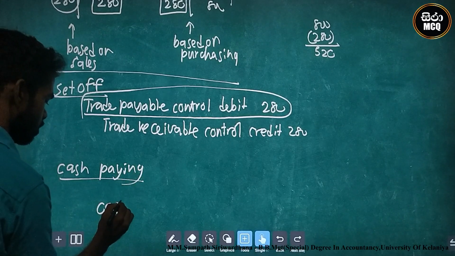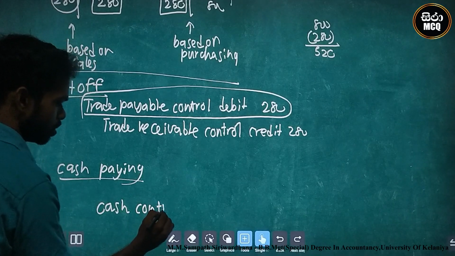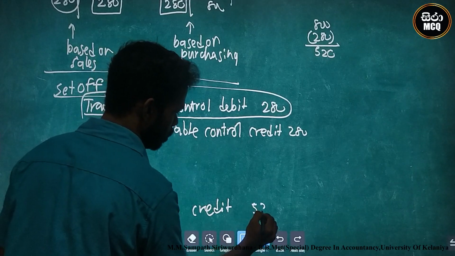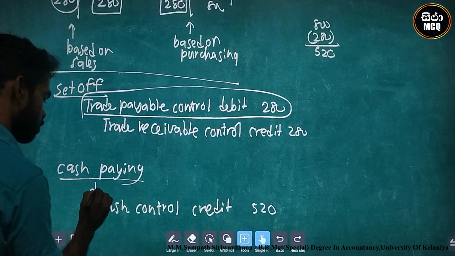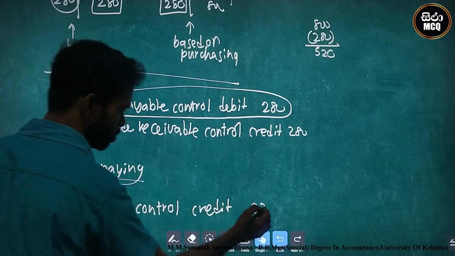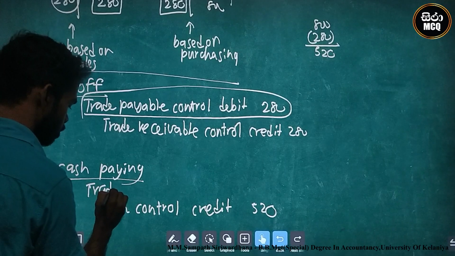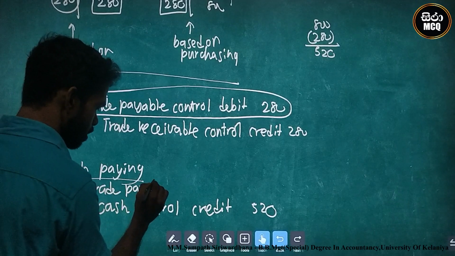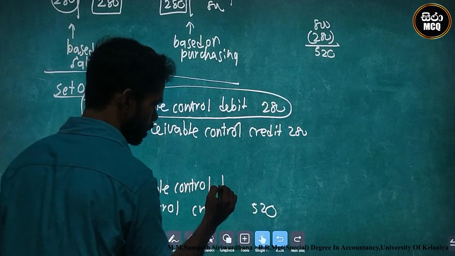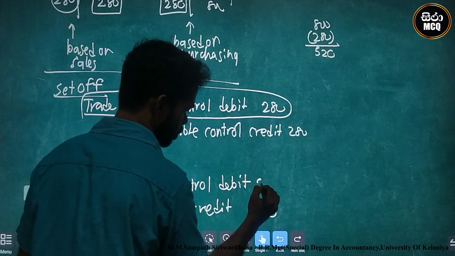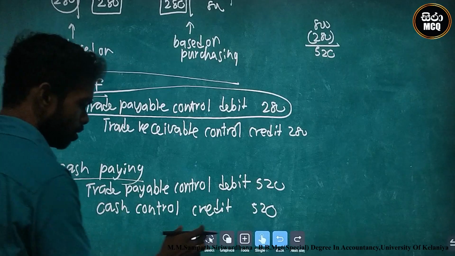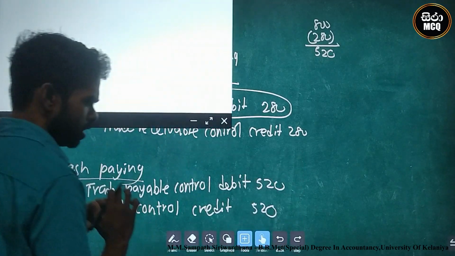Cash credit. Cash control credit 520. Debit to trade payable control debit 520. This is the double entry. This is finally done. Okay.